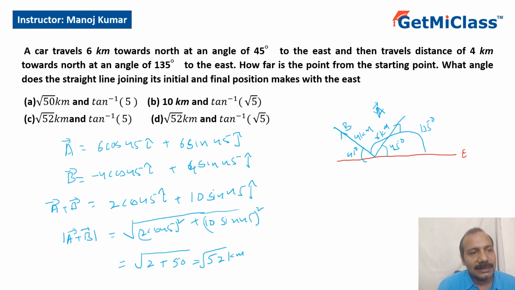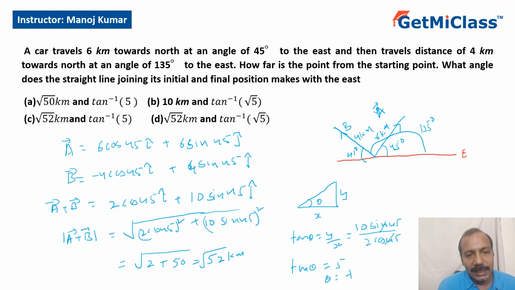This is the distance. I want to find the angle. So I have this x component and this y component and this is the vector. If I want to find the angle theta, I can write tan theta equals y by x. What is y here? Y is the coefficient of j, 10 sin 45. And x is 2 cos 45. Cos 45 and sin 45 are the same, so I'll get tan theta equal to 5, or theta equals tan inverse 5. So the angle that the resultant displacement makes with the east is tan inverse 5.